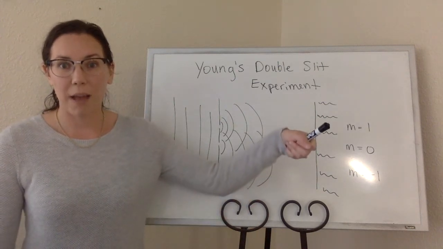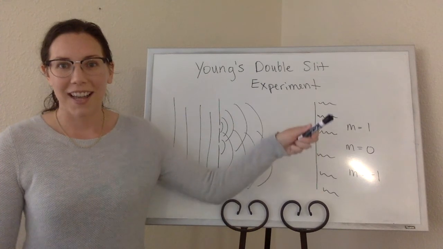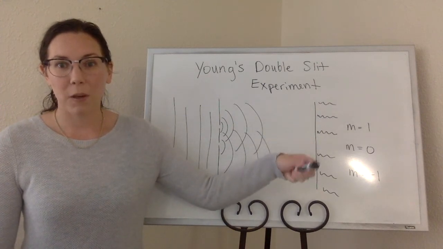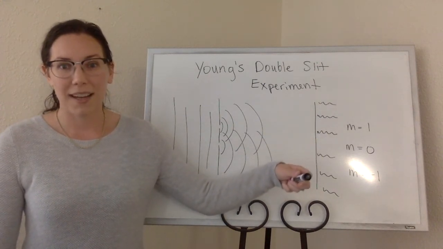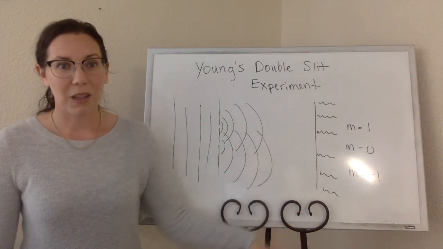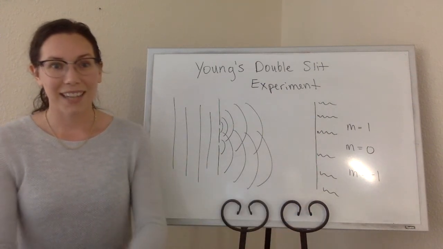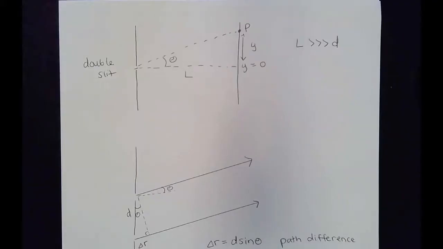So above we'll have m equals 1 for the first bright fringe, and then it would be m equals 2, and below that line we'd have m equals -1, and then -2 to label the lower fringes. Okay, let's look at the math for this apparatus.